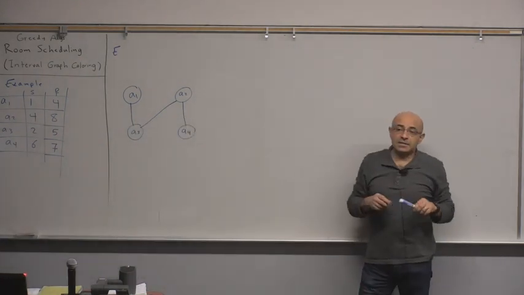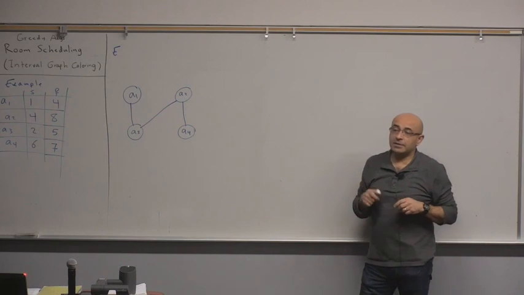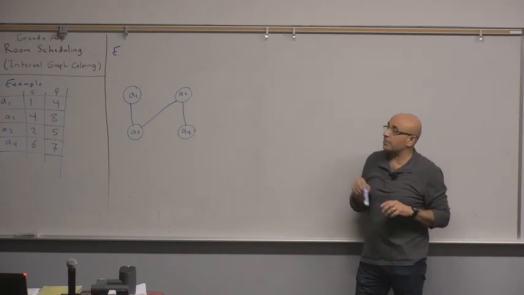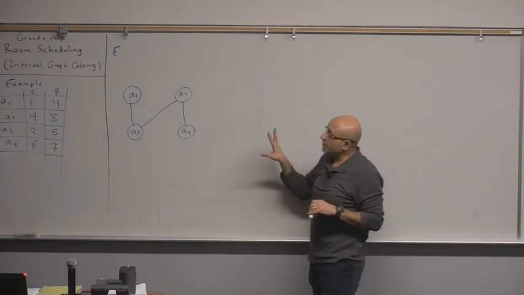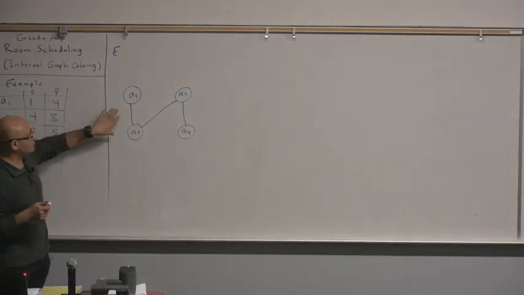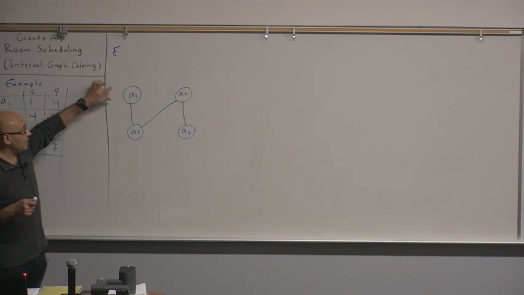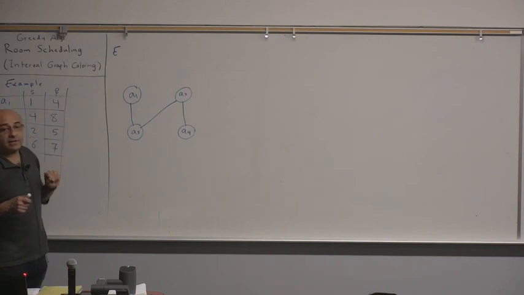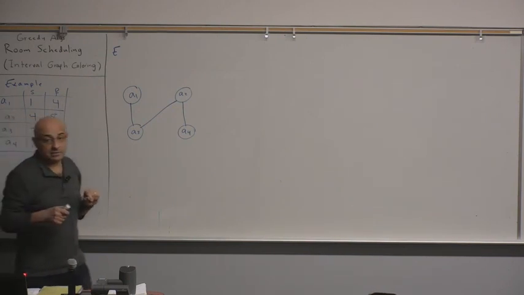So there is an important problem in graphs, which is the graph coloring problem, where the objective is to color the graph, to choose a color for each vertex in the graph, such that any 2 vertices that have an edge connecting them have different colors.